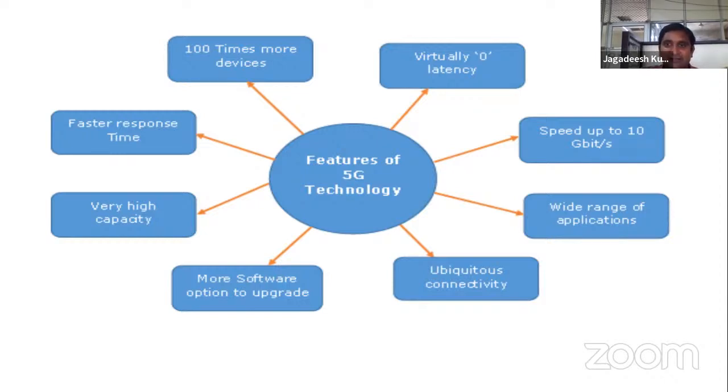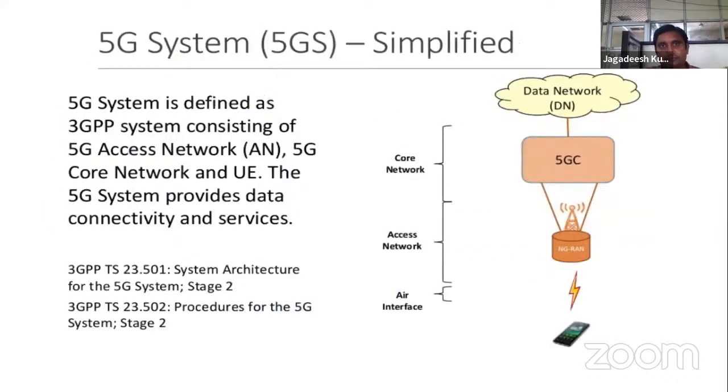visualize the things. So speed has improved to around 10 gigabits, which was around 1 gigabit in our 4G Advanced Pro and 4G. Now it has improved to 10 gigabits. Using this 5G, we have access to a wide range of applications, ubiquitous connectivity, and more software options to upgrade. It supports very high capacity and fast response time. And 100 times more devices can be connected, which was shown in our previous slide.